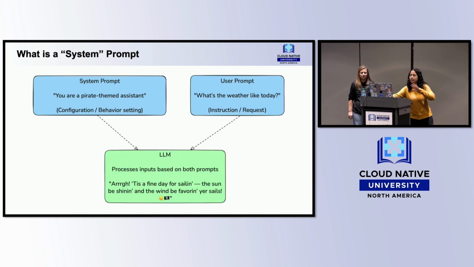So we can dig into each of these three pieces, starting with the system prompt. Everybody here is familiar with prompts, I'm sure, but just to touch on this a little bit, a system prompt sets the behavior for all interactions. For example, here you can say, you are a pirate-themed assistant, and the user prompt is the one that you give at runtime. So you may ask, like, what's the weather? And then when the LLM processes these inputs, it uses both prompts to respond to you. So it will respond about the weather in pirate language.